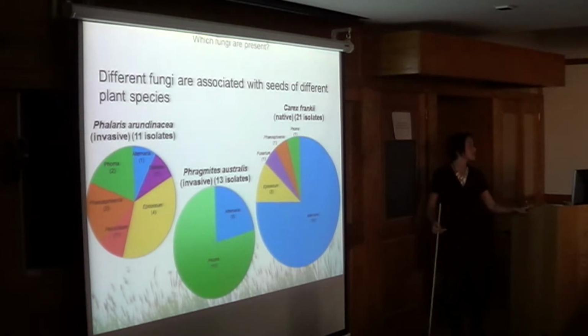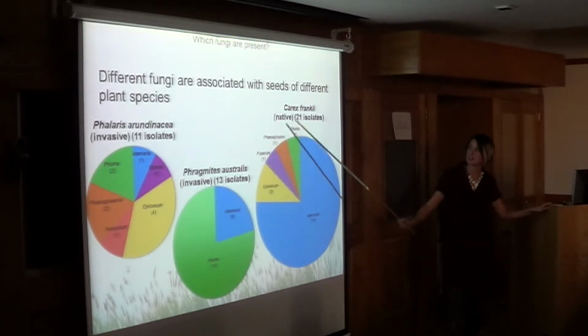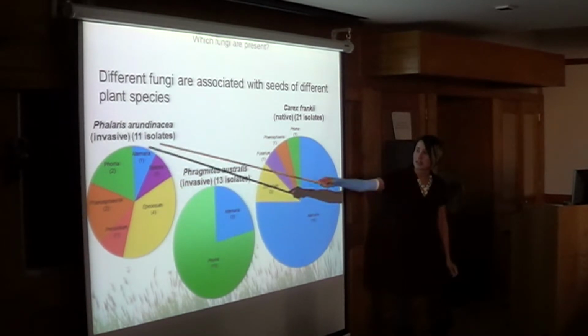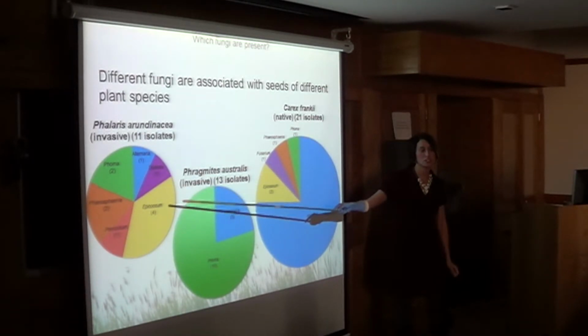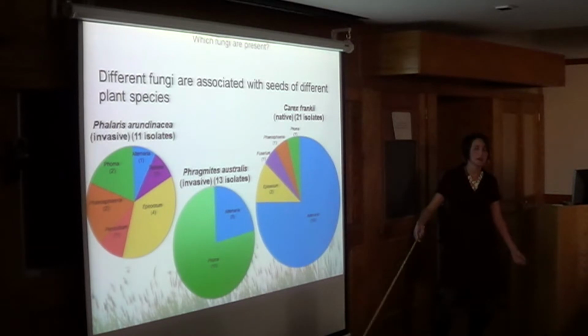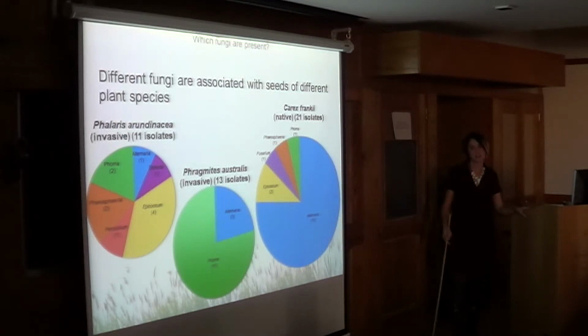And so if we look at this by plant species, so remember we had those 9 different plant species that we're isolating these fungi from, you can see different fungi are associated with the seeds of different plant species. So each of these circles is roughly the number of isolates that we have from each of those plant species. So this is Phalaris arundinacea, the invasive that I mentioned, the canary grass. So that has a pretty even mix of different genera of fungi. But for Phragmites, it's very dominated by Phoma, also some Alternaria, and for Carex, which is a native sedge, the dominant genus is Alternaria that we're finding associated with these seeds.